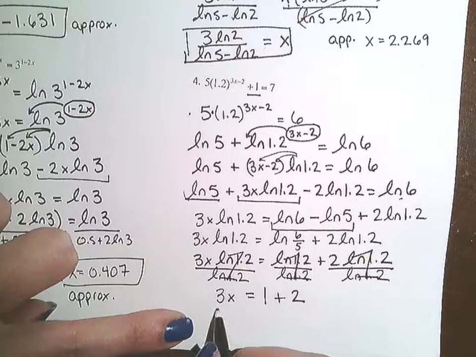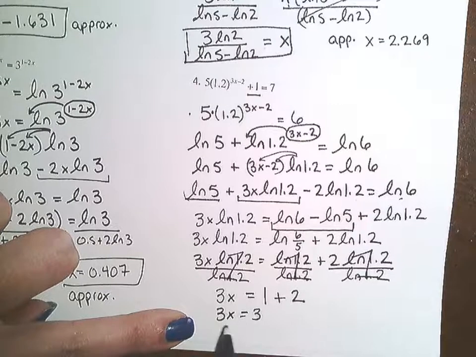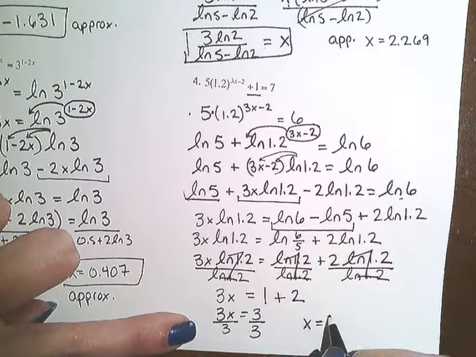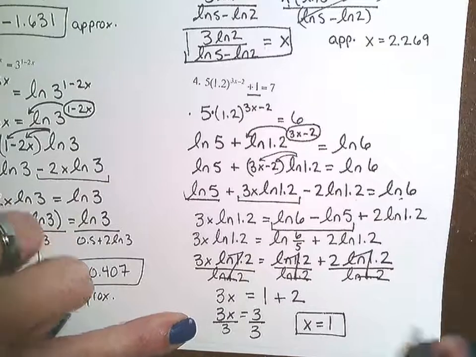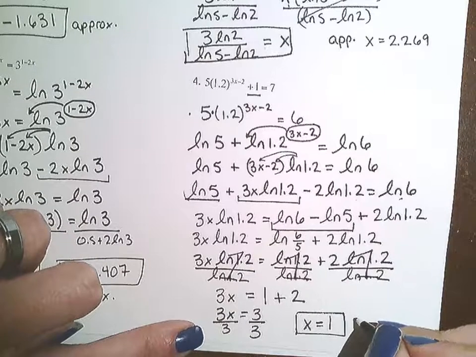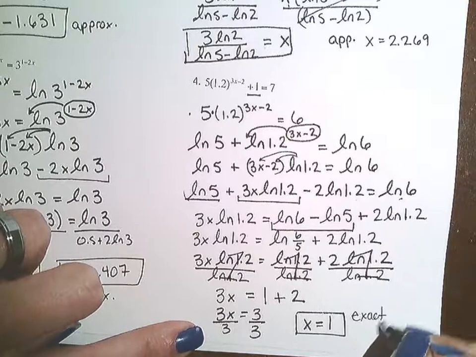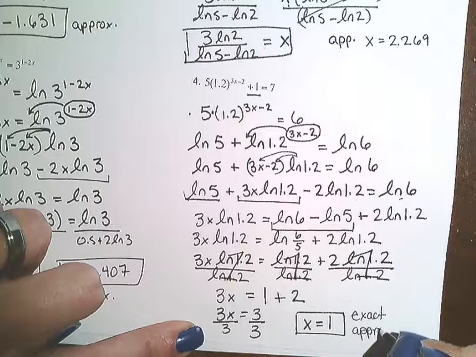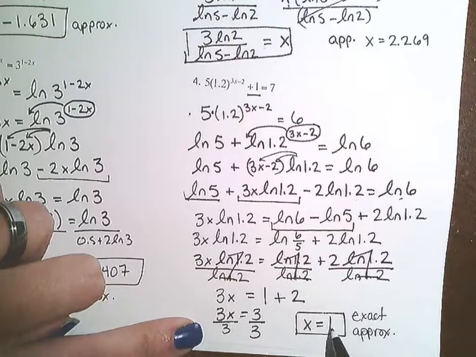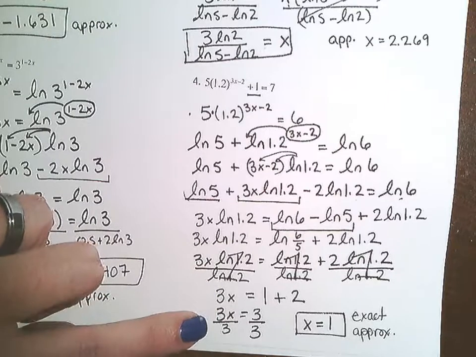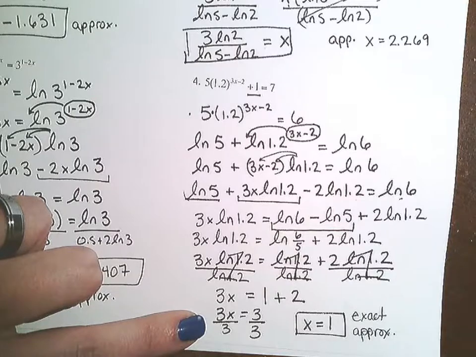And now I can solve it. 3x equals 3, divide by 3, divide by 3, x equals 1. This is both the exact and the approximate. There's no approximate. That's as low as it's going to get. There's no logs. There isn't any additional part to the problem. All right, we're done.